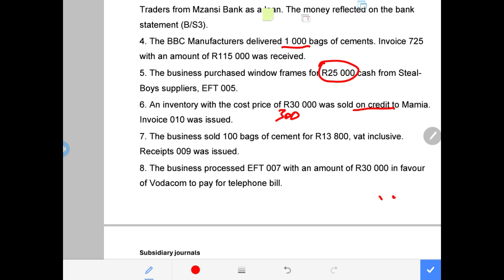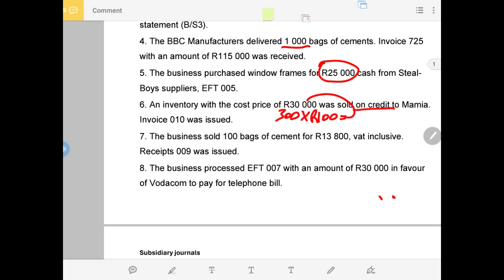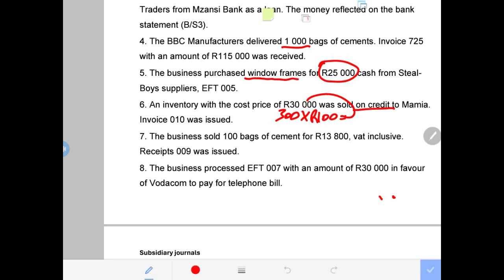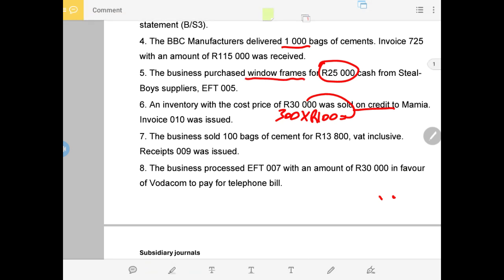If you were given only 300 bags of cement sold on credit, we would ask how much a bag of cement is: 100 rand per unit. Then we'd say times 100 rand, and that will give you 30,000 rands. So I'm just assuming that we have sold only bags of cement here. That is just my assumption. But remember, we also have window frames that were bought, so they could be included. But when we look at it, it seems they only sold cement. Let us leave it there.